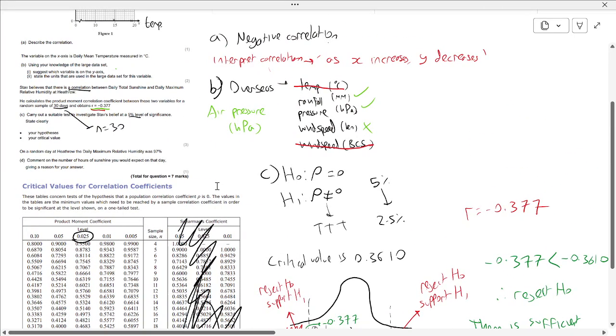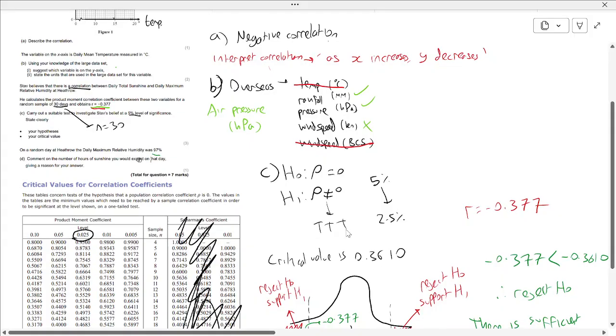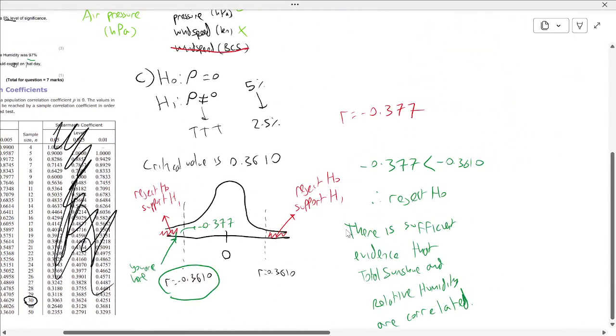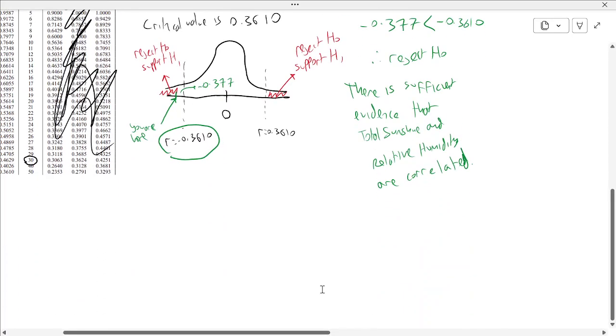Okay. Let's just finish off by doing part D. Part D says comment on the number of hours of sunshine you would expect on that day. Oh, I didn't read the whole thing. On a random day at Heathrow, the humidity was 97%. Comment on how much sunshine you expect in that day. Well, we've just seen that sunshine and humidity are negatively correlated, okay, because we got a negative correlation coefficient. We got negative 0.377.